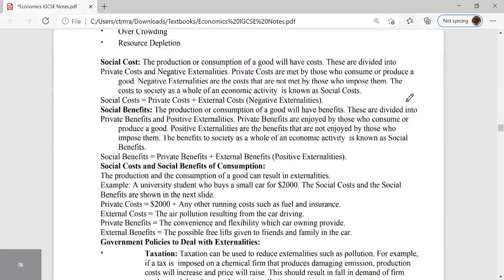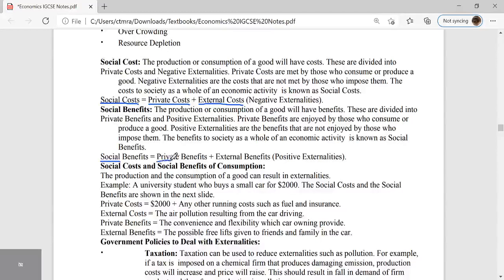Okay, so there's a very simple formula so that you can understand it better. Social cost is the total cost borne by the whole society. It includes private cost, which is the cost you bear when you buy the car, and external cost, which includes all the other costs borne by other people in society who are suffering because of your production or consumption. If you add your cost with all the other people's costs, you'll get the total cost, which is the social cost.